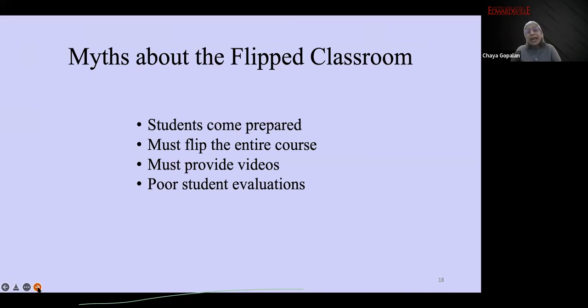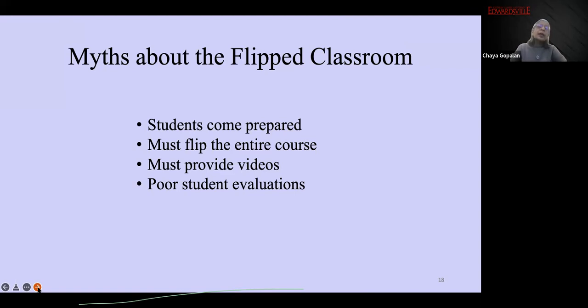Must flip the entire course is a myth. Must provide videos is a myth. Poor student evaluations is also another myth. These are all false beliefs about flipped classroom. Let me tell you, 100% of student preparation is not going to be happening.